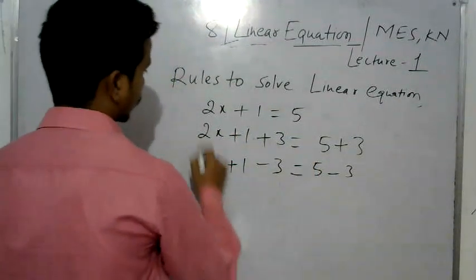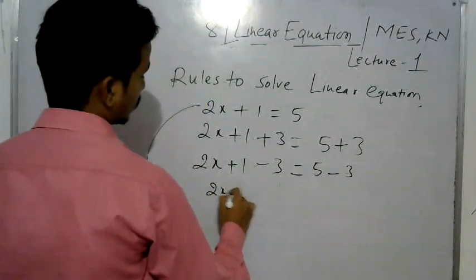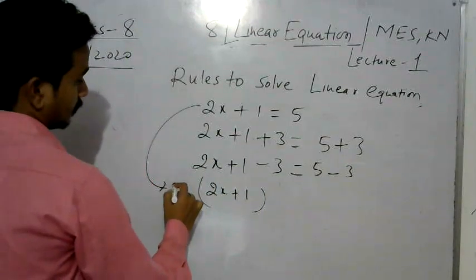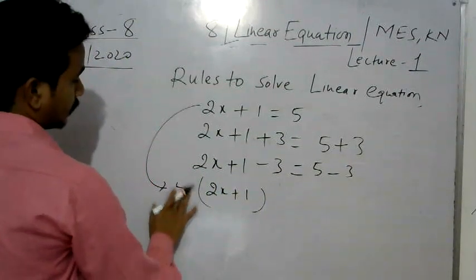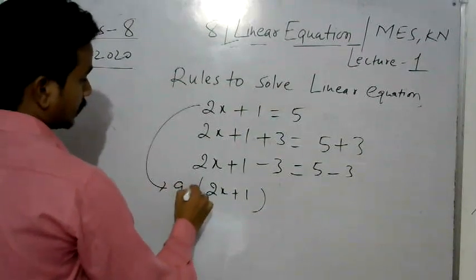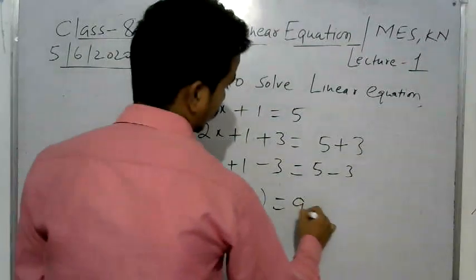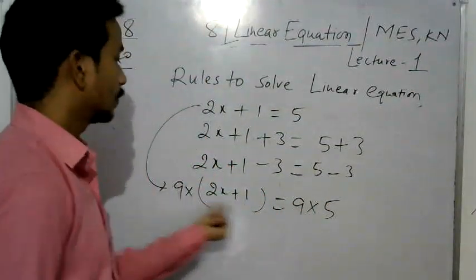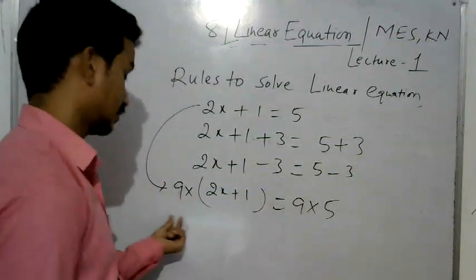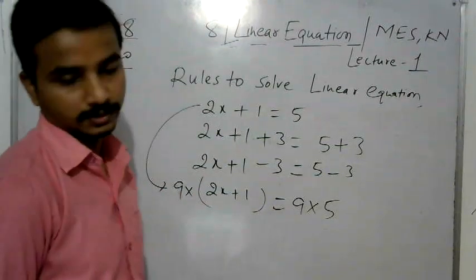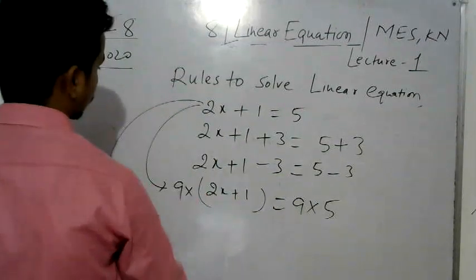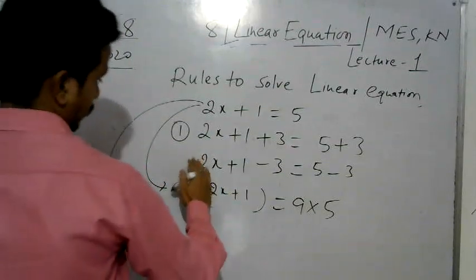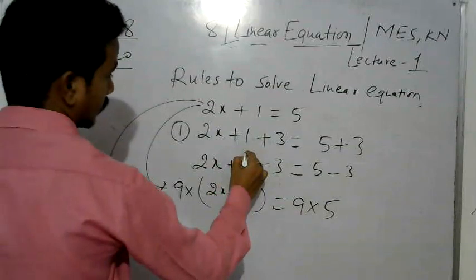You can also multiply 2x plus 1 with any number. Multiply with 9. If I multiply this LHS with 9, or RHS with 9, you can multiply both the left hand side and right hand side of the equation with any number. You can also divide. This is the first rule. You can add any number on both sides. You can subtract any number on both sides. Okay.